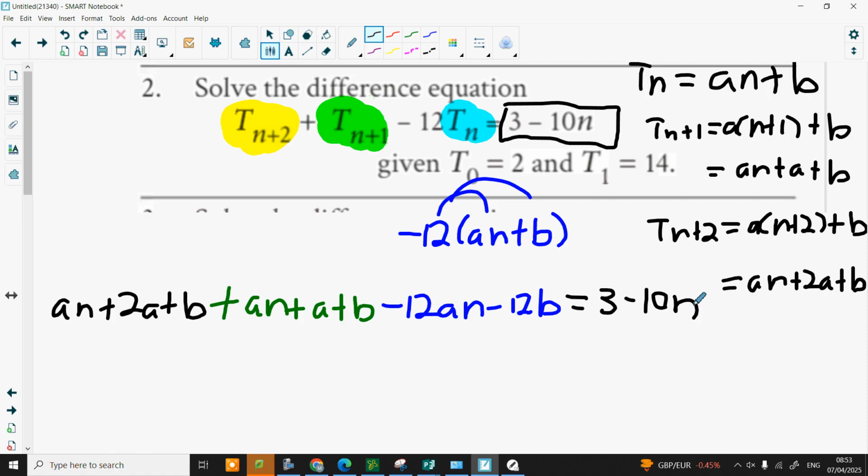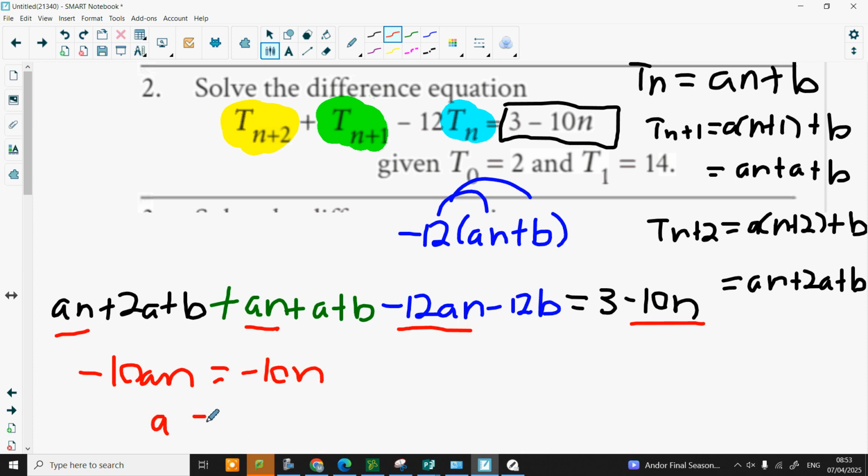Now, we're going to group these, okay? So here's what we're going to group: An and minus 12An. So what are we thinking there? When we add them together? Minus 10An. But that will equal what's over the other side, which is minus 10n. So this informs us that A has to equal just 1, yeah? Okay, then we go for the next part.